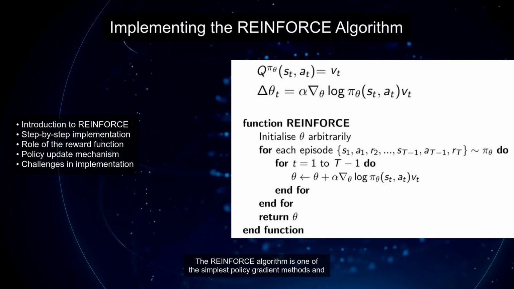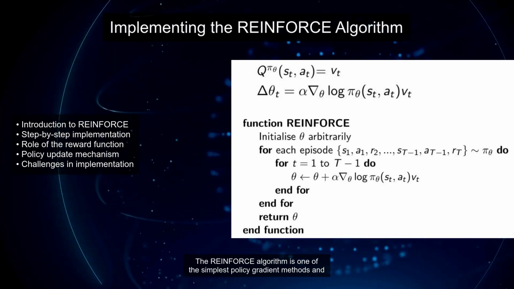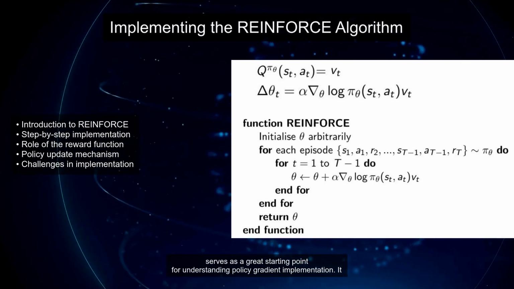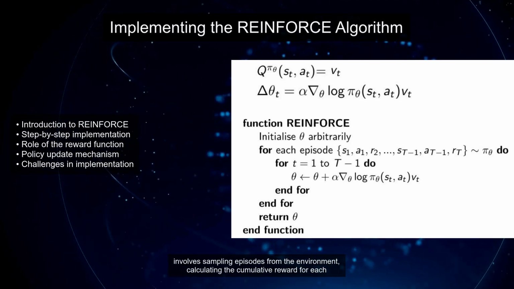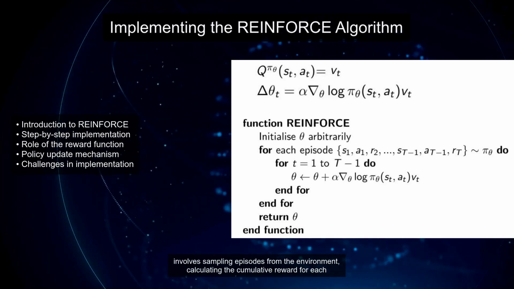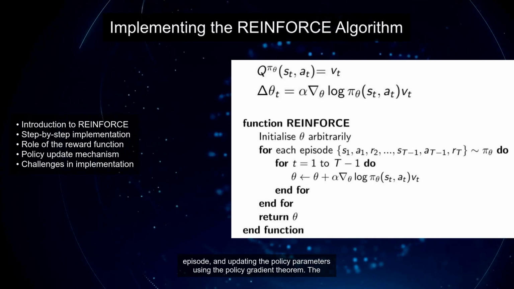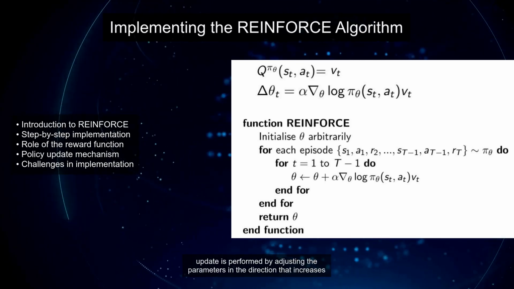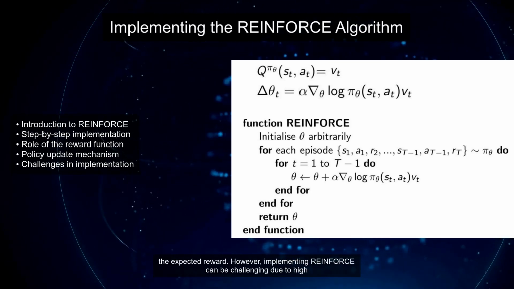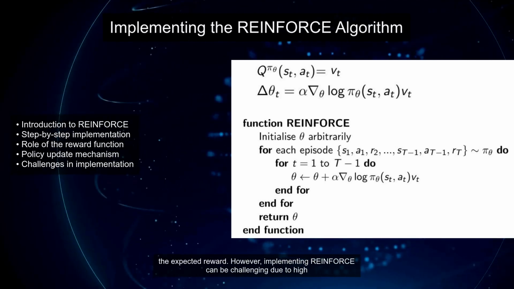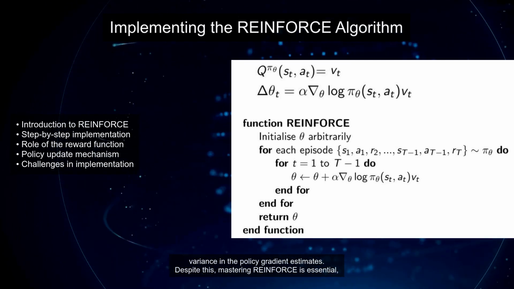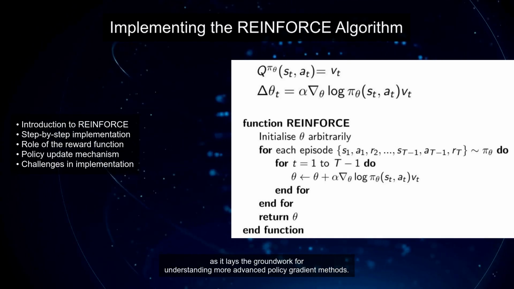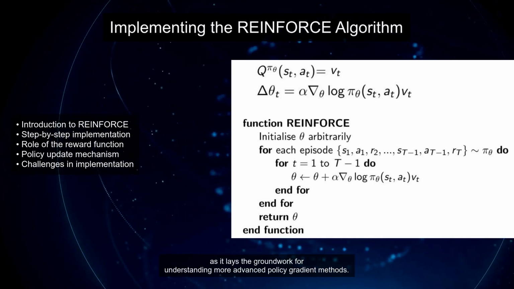The REINFORCE algorithm is one of the simplest policy gradient methods and serves as a great starting point for understanding policy gradient implementation. It involves sampling episodes from the environment, calculating the cumulative reward for each episode, and updating the policy parameters using the policy gradient theorem. The update is performed by adjusting the parameters in the direction that increases the expected reward. However, implementing REINFORCE can be challenging due to high variance in the policy gradient estimates. Despite this, mastering REINFORCE is essential, as it lays the groundwork for understanding more advanced policy gradient methods.